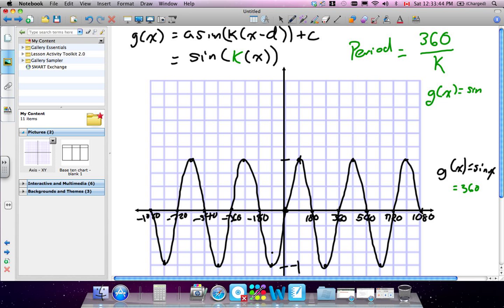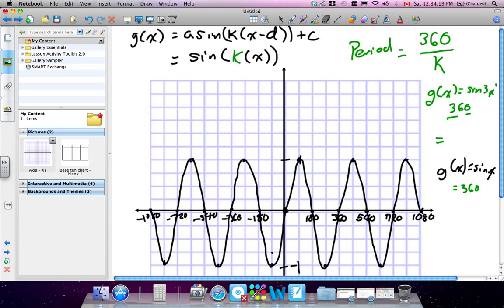So let's say we have g of x equals sine 3x. Okay? We don't need any brackets. Sine 3x. So what that means now is I take my 360 degrees and I divide it by 3. My new period is going to be 120. Yeah, I should have used a nicer number. I don't really like that number. That's going to make it too hard.